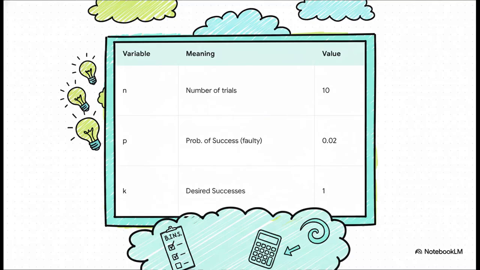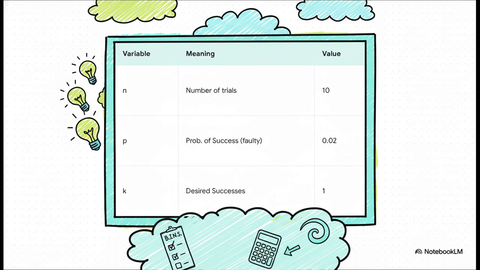So first things first, let's define our terms. Our number of trials, n, is 10, because we're testing 10 bulbs. The probability of success, p, is 0.02. And this is a super important point. Success in statistics doesn't always mean something good.